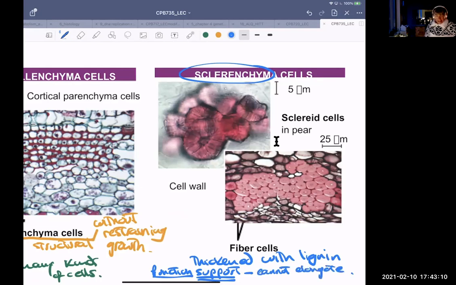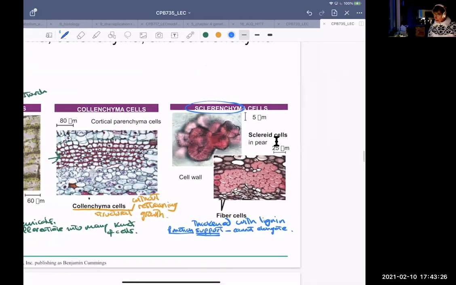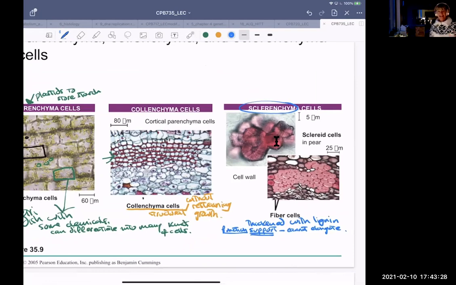I don't know if you know this. I don't think I've said it before. We're going to talk about it a little bit more when we get to growth. But plants grow in two ways. Their cells differentiate, but also their cells elongate. So there's two ways in which plant growth can occur: cell differentiation and cell elongation.